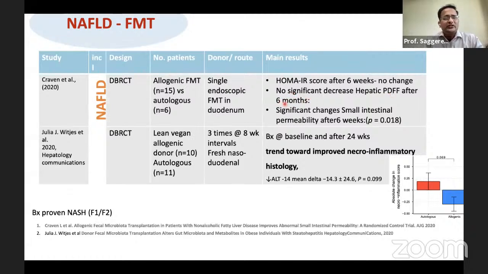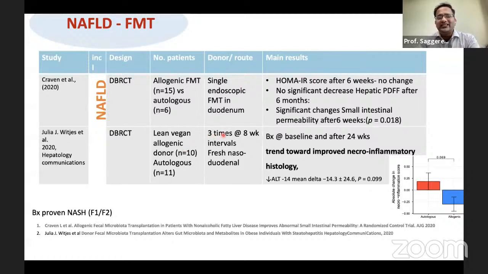But the interesting part was they could see significant changes in the small intestinal permeability to mannitol and lactitol. Mannitol, the intestinal permeability was reduced after 6 weeks. And in the second study, a lean vegan allogenic donor was used, a single donor, in 10 patients compared with the autologous FMT in the control group.